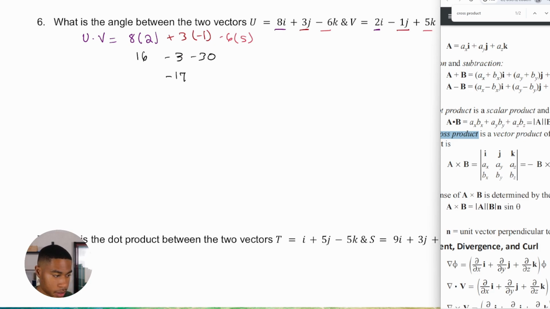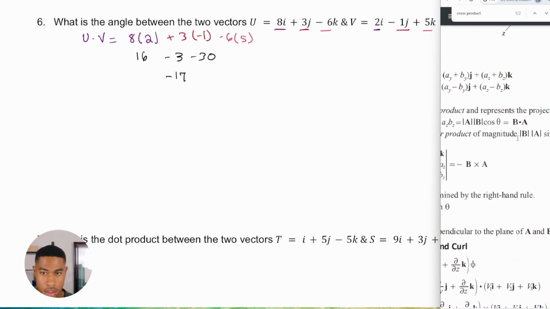Okay. And so now we want to get the next piece of this. So we got our A dot B. So we need to find A magnitude and B magnitude. So basically what we're saying is the dot product is equal to U magnitude V magnitude cosine of theta. All right, how do we get U magnitude? To get U magnitude, or any magnitude, it's just going to be x squared plus y squared plus z squared all over the square root. Okay.